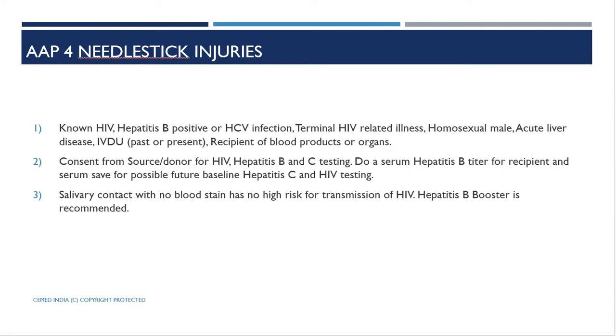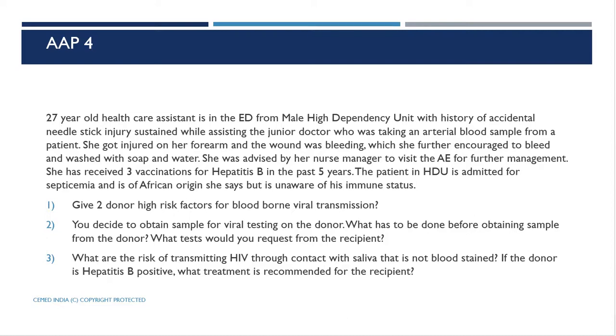Immunocompromised state is not given in the answer, and a patient from African origin is not an answer. He should be known HIV, hepatitis B or HCV, or terminal HIV illness, IV drug abuse, or homosexual male. Consent to be taken from the source or donor for HIV, hepatitis B and C testing. Do a serum hepatitis B titer for the recipient, and a serum save for future baseline hepatitis C and HIV testing. He has taken 3 vaccinations, so he is fully immunized in the past 5 years.